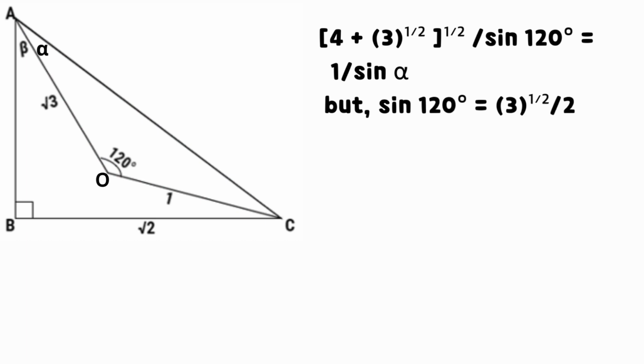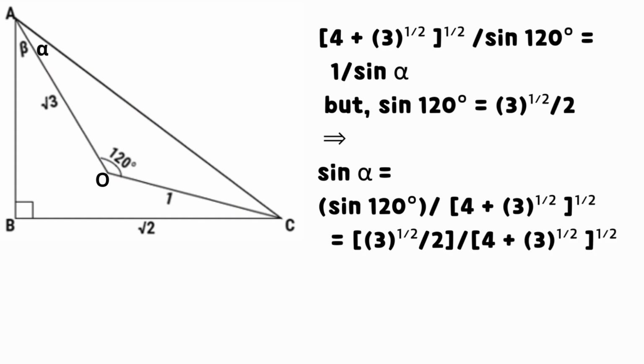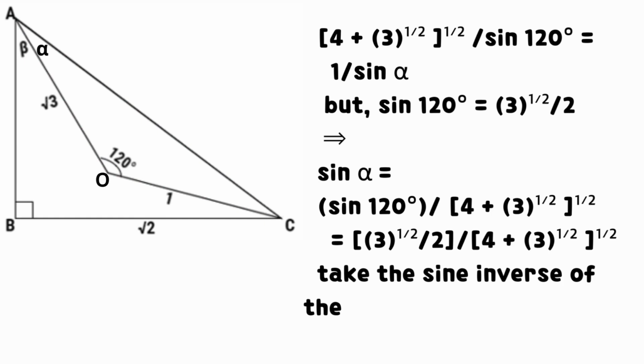the square root of the sum of 4 and the square root of 3 all divided by sine 120 degrees equals 1 divided by sine alpha. But sine 120 degrees equals the square root of 3 divided by 2. We obtained an equation for the sine alpha as shown on the screen. Then, take the sine inverse of the equation.